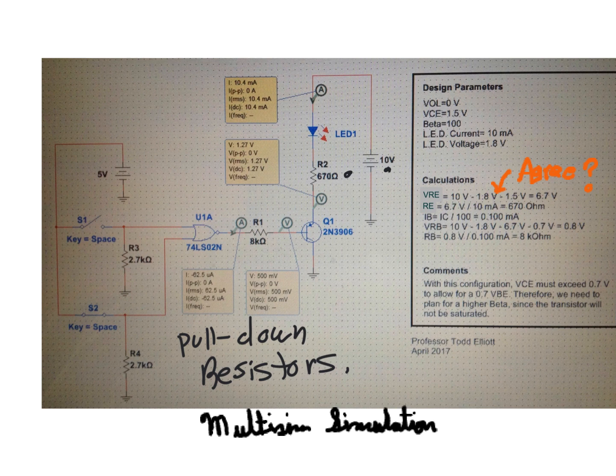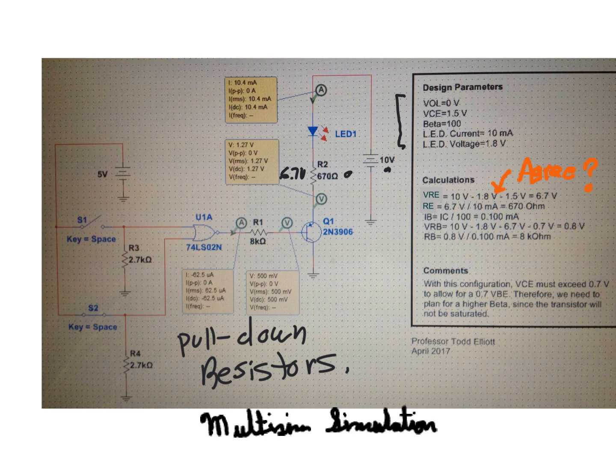See if you can. Here's the typical measure results on this simulation. All right, here's where was our target design. Okay, and see if you can get the same results. Right, so VRE. Right, so this is going to be your 10 volts minus your LED voltage of 1.8 minus VCE SAT of 1.5, right? So that gives us, right? This gives us here 6.7 volts, right?